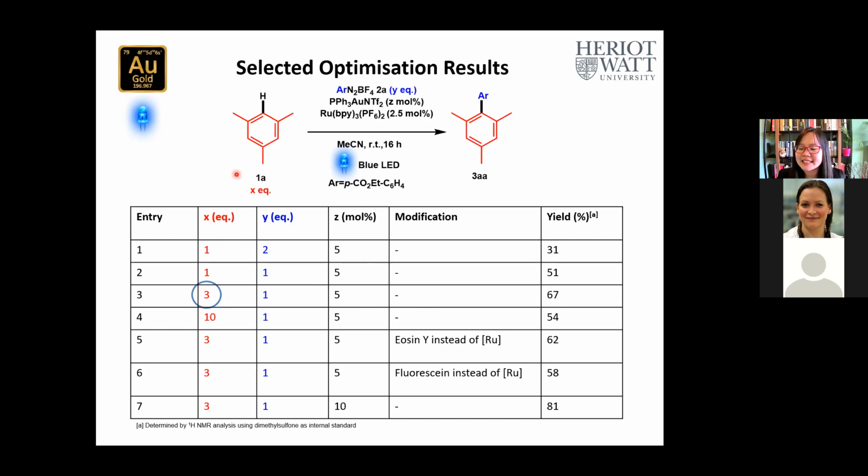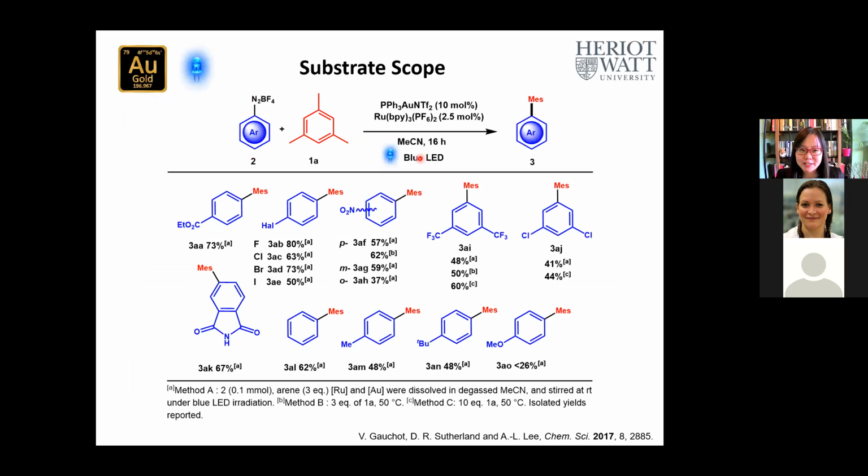Because in many of these, where you don't have directing groups and you try to do C-H activation, often a severe excess of the reagent may be necessary. So 3 is considered really quite good. You can use cheaper organic photoredox catalysts, but we stuck with ruthenium for now, and upon optimization, got pretty good yields of the cross-coupling partner. So let's have a very quick look at the substrate scope.